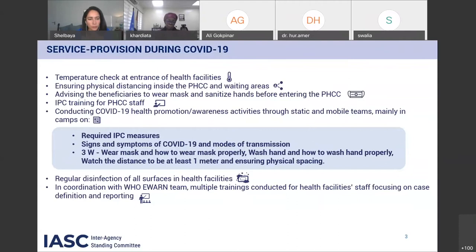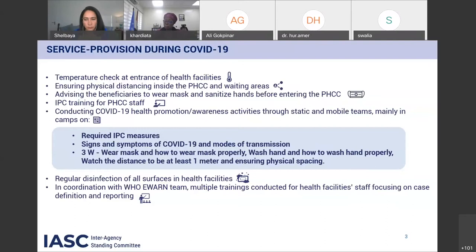It's very important to give them a chance to use these mechanisms not just in health facilities, but also in their daily working activities and in their homes. Also, as part of this service provision, we are using infection prevention control training for the PHC staff. And this enhances how they can control and prevent the spread of this infection. Also conducting COVID-19 health awareness and promotion activities on static and mobile clinics and inside the camps and outside as well in the host community.